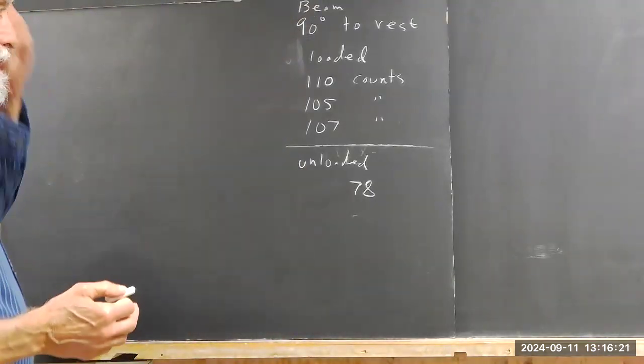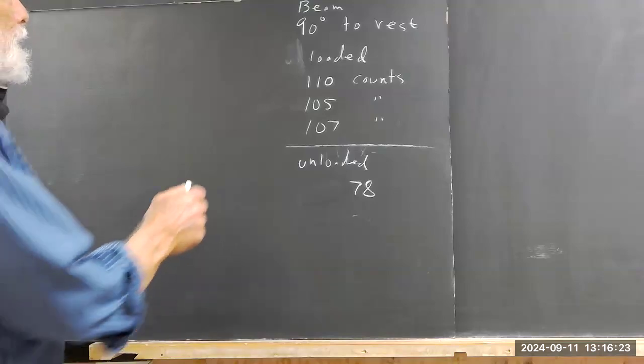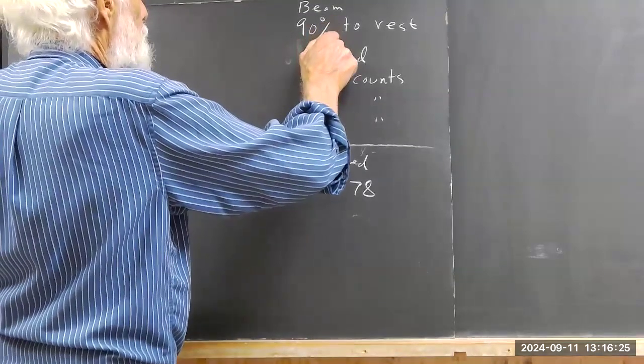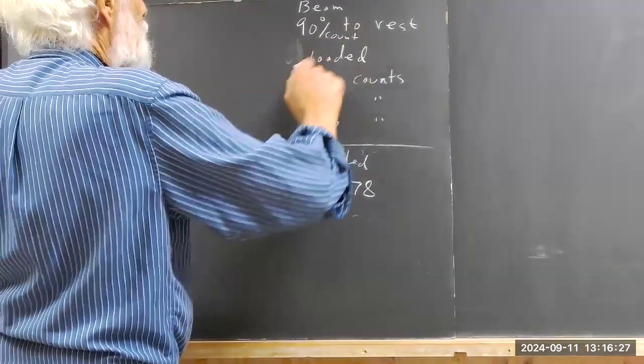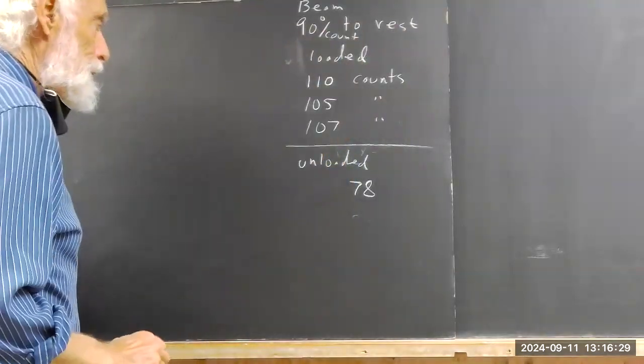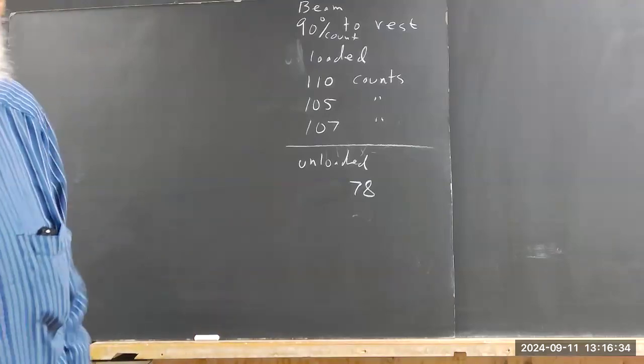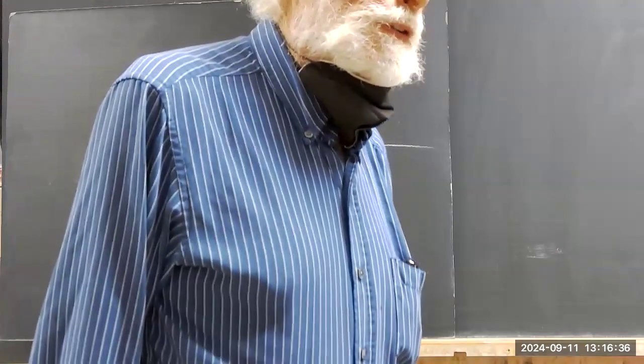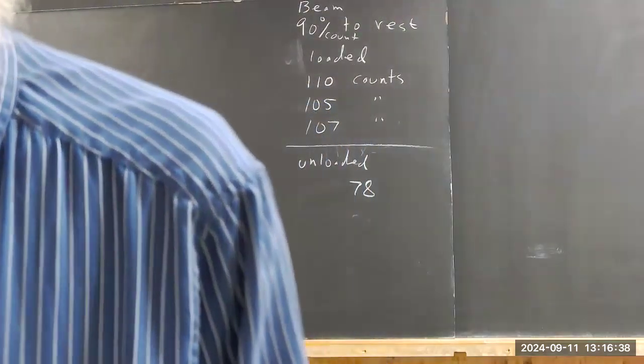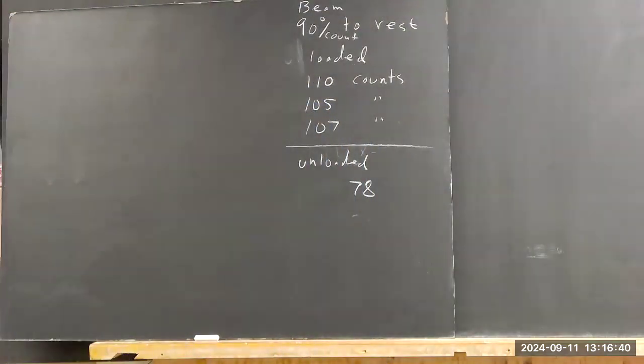Now, we want to get 90 degrees per count and rest. Can anybody reason out the angular acceleration from that information? It's actually a simple 2-step process to reason it out. You don't need formulas.